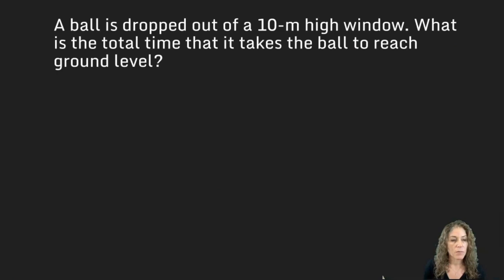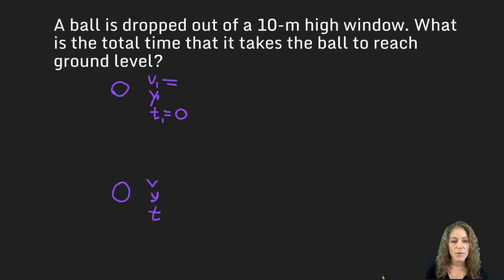Let's do one more like this. A ball is dropped out of a 10-meter high window. What is the total time it takes the ball to reach ground level? So here's the ball at the beginning. Here's the ball at the end. I always label V, but now not X because I'm working vertically. I'm going to call this Y. So these are my positions. V, Y, T here and V, Y, T at the end. So this is my initial time. Time equals 0. Let's call this 1.